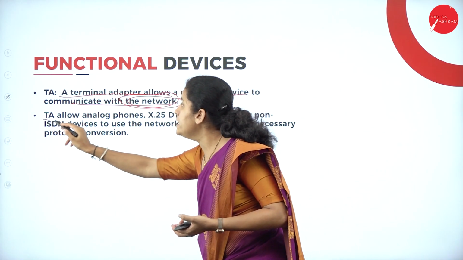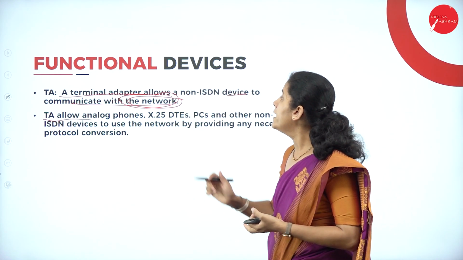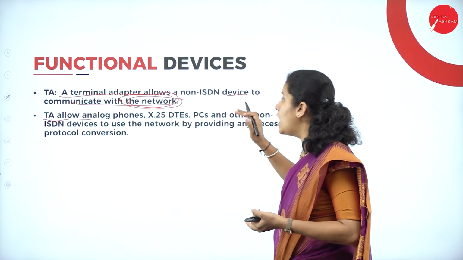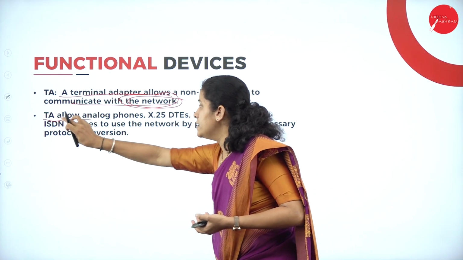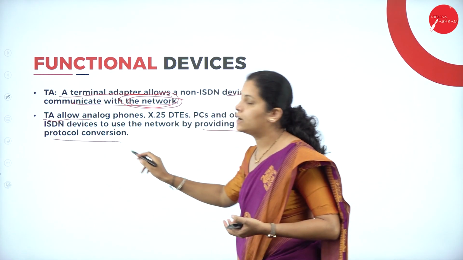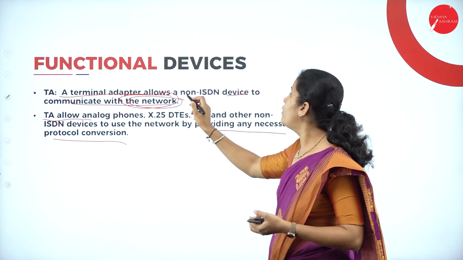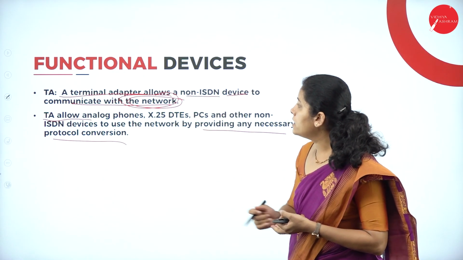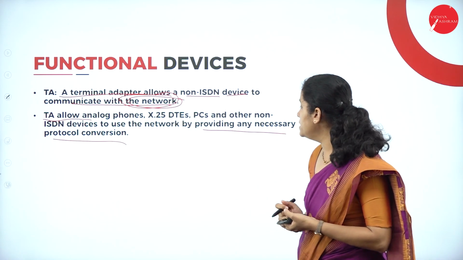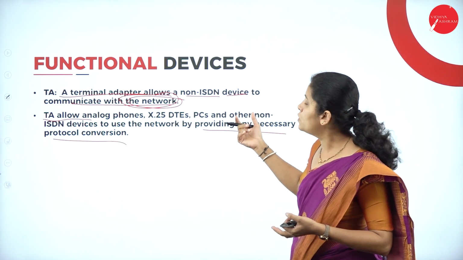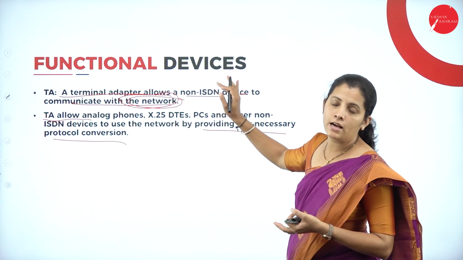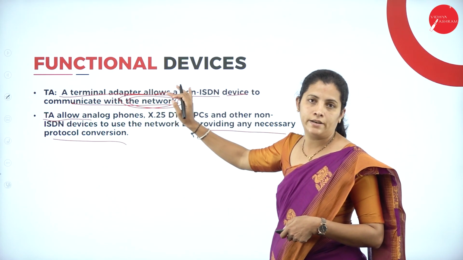So here the TA allows analog phone or X.25 data terminal equipment or computer and other non-ISDN devices to use the network by providing any necessary protocol conversion. That means the examples for non-ISDN devices are analog phones, or X.25 data terminal equipment and other devices. So the terminal adapter allows the non-ISDN device to communicate with the other network device.